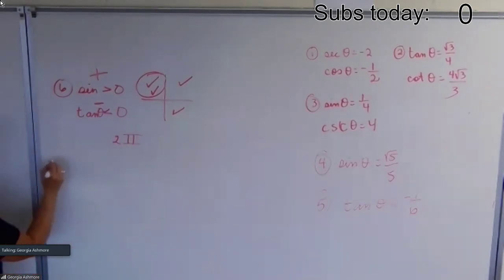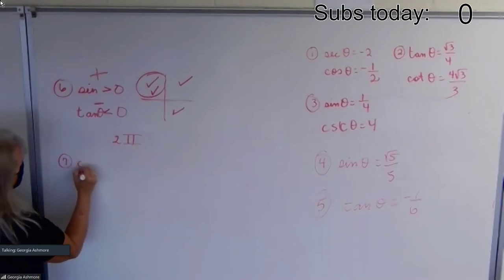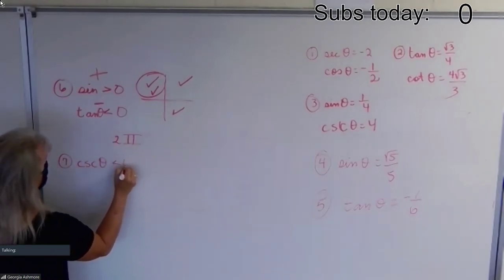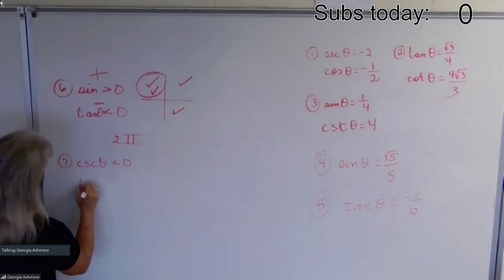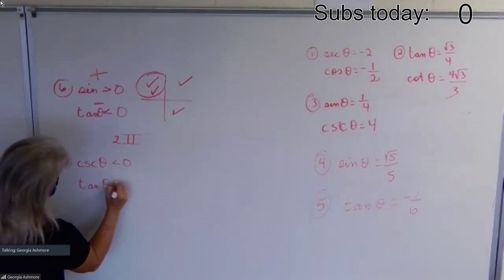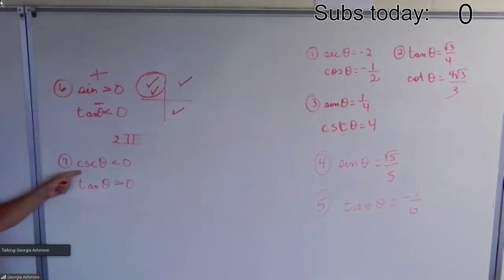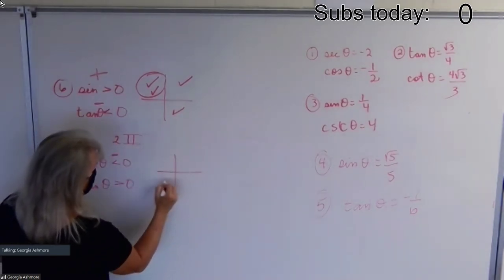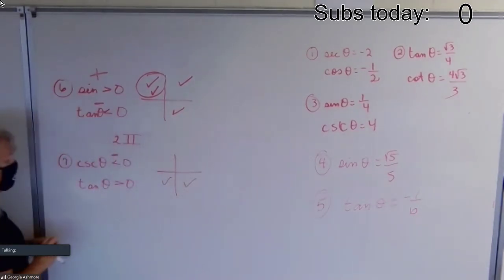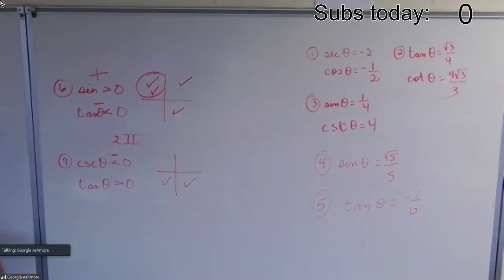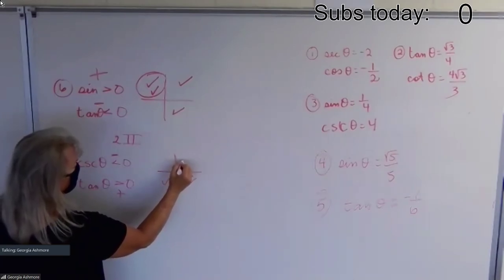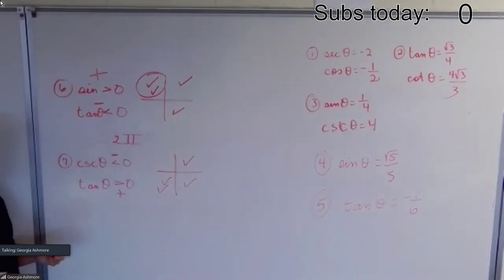Number 7. If secant theta is less than 0, tan theta is greater than 0. All right, cosecant is negative in what quadrants? 3 and 4. Tan being positive is in quadrants 1 and 3. No, sorry. 3 and 1, same thing.